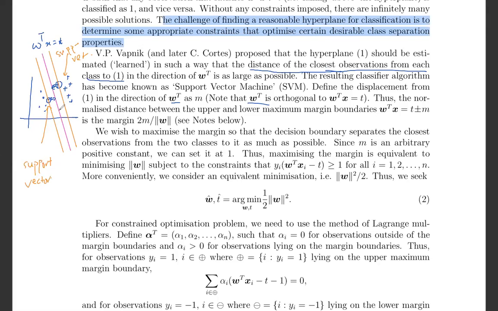All right, so the margin, this length here, is called the margin, 2m over this thing. This is what we call a norm. The norm of this vector is equal to the square root of w1 squared plus until wp squared, where p is the number of variables you have. So basically this is the norm of the vector w.